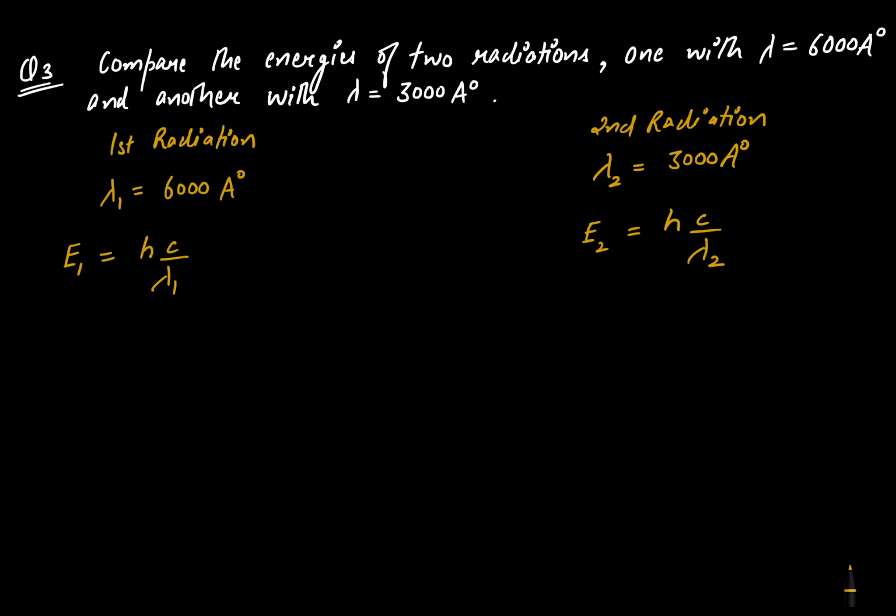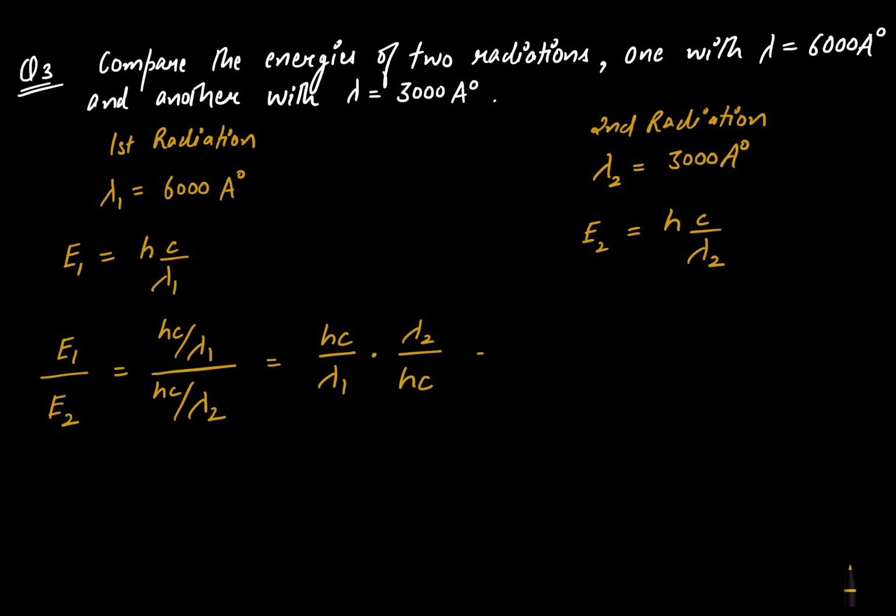Now what do I have to do? We have to evaluate their ratio. So I am writing E1 divided by E2. It comes out to be hc divided by lambda 1, divided by hc divided by lambda 2. It comes out to be hc divided by lambda 1 into lambda 2 divided by hc.